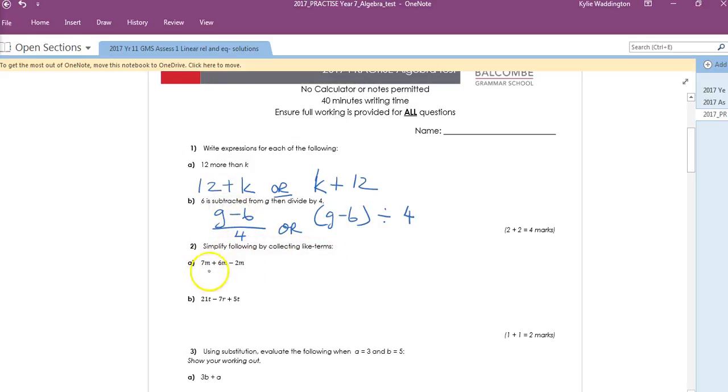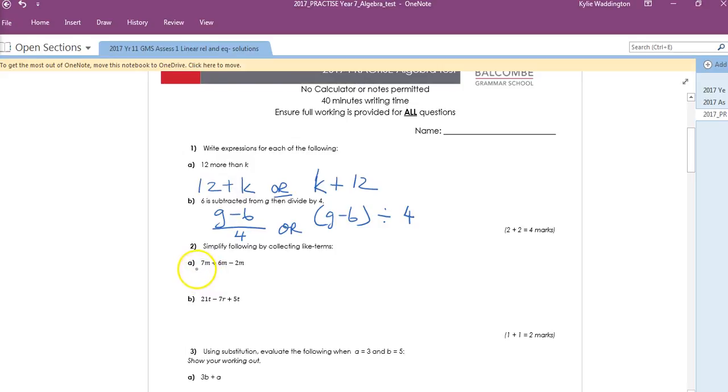Simplify the following by collecting like terms. So we've got 7m plus 6m minus 2m. They are all like terms because they all have the same pronumeral, so we can work with all of them together. So we'll have a single term at the end. 7 plus 6, we can treat them just like normal numbers. So 7 plus 6 is 13 minus 2.